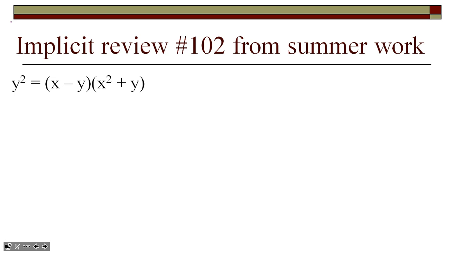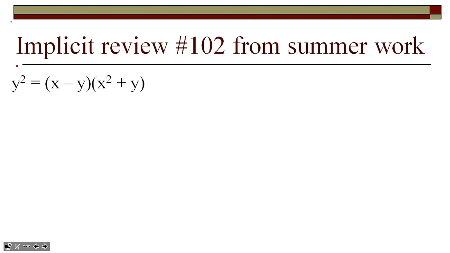Looking at this problem, it's in terms of x and y. So if we're trying to find the first derivative, we'd have to do it implicitly because y is not by itself. And we have two options. We could FOIL this side, but if I did that, I'd be left with negative x squared y and an xy, and that would require two product rules, where if I look at this side as it is, I could just do this derivative using one product rule and then FOIL it afterwards.